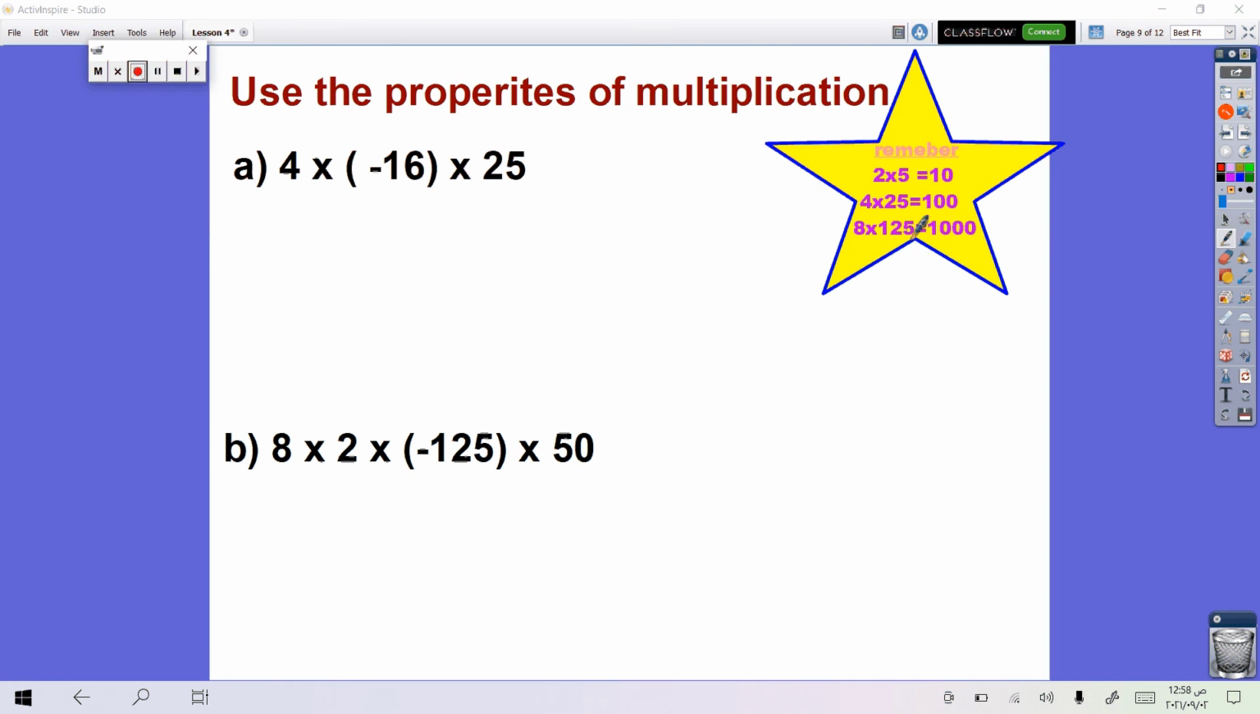So, we will keep the first number, which is 4. And then change the order of the second and third. So 4 times 25 times negative 16. You should write the name of this property. Here the name of this property is commutative property.